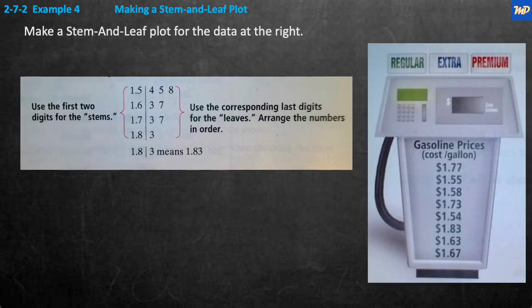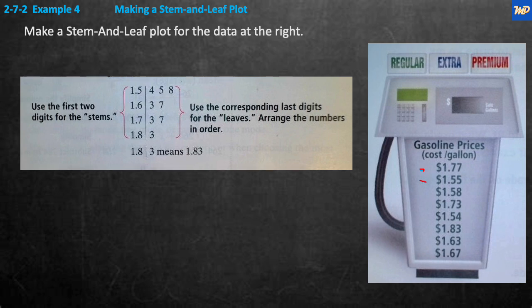So example 4, making a stem and leaf plot. Make a stem and leaf plot for the data at the right. So we have a gas pump, right? And they're showing us the gasoline prices, cost per gallon. So we have $1.77. I'm going to change this to red, I think.